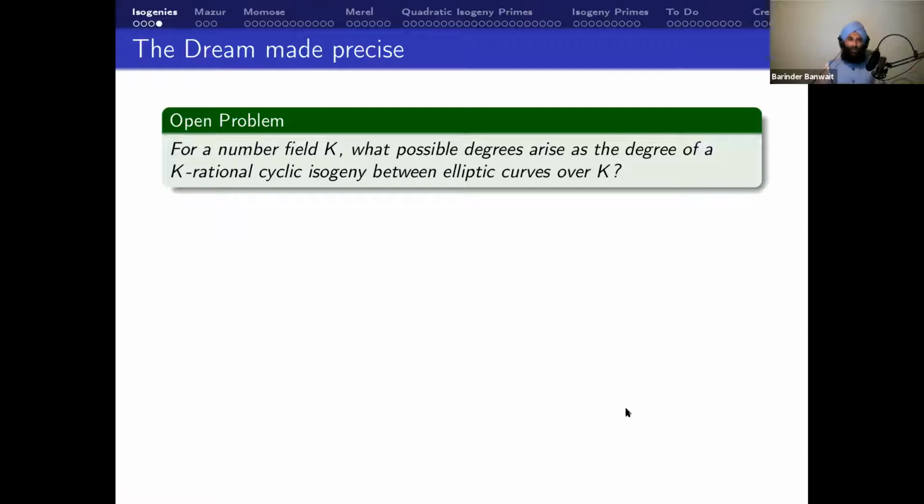Here's a more precise question that you could ask. So if you fix a number field K and you vary over all elliptic curves over K, and you look at all possible cyclic isogeny degrees you get, then what is that set? What is that set of integers? And stated this way, this is an open problem, but I'll come back to say something about this in the final to-do section. For now, though, as I said, we have a set of integers, so we'll give it a name. We'll call it Isog PrimeDeg K.